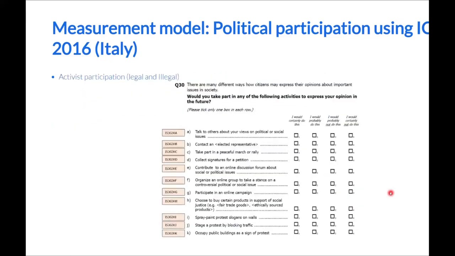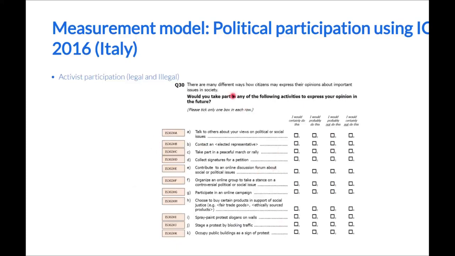And about the activist participation, legal and illegal, I will use the first four elements. I use only these first four because the other elements are related to online issues. The items are: talk to others about your political views, contact your representative, take part in a peaceful march or rally, and collect signatures or petitions. This is a very traditional way in which to measure conventional activism.